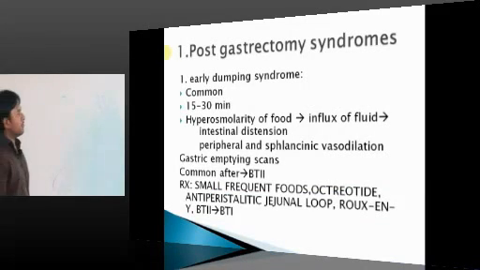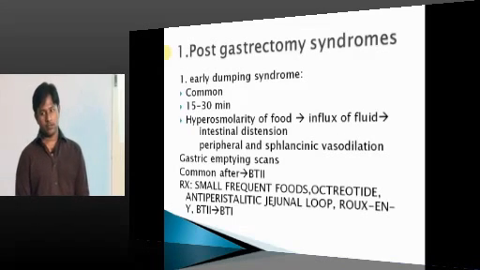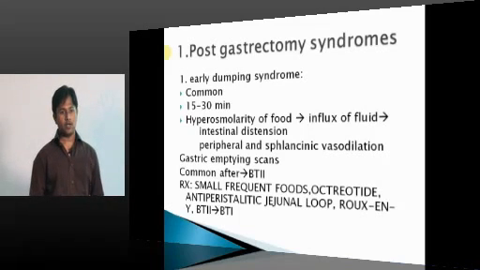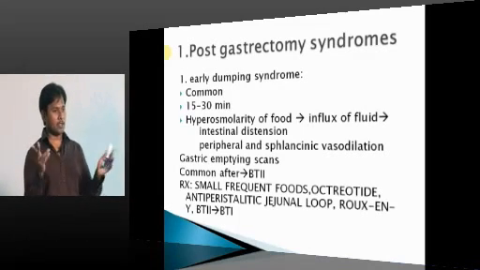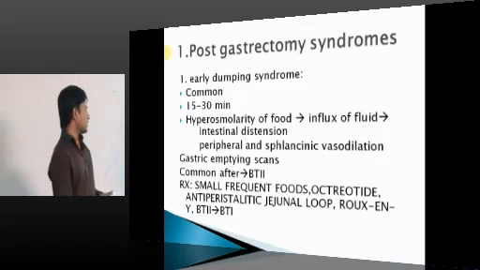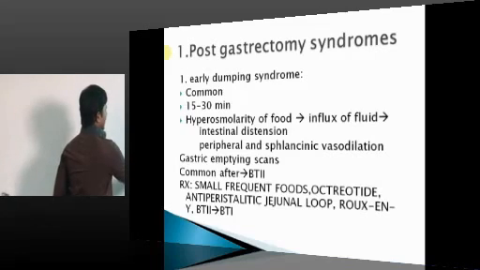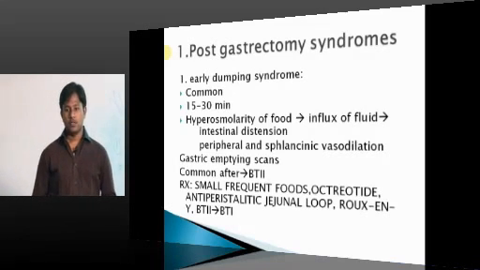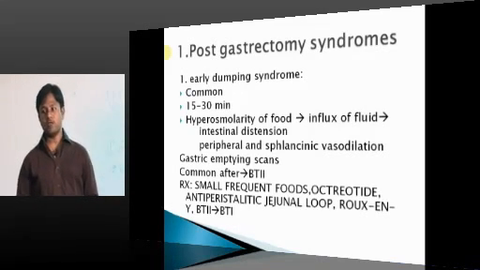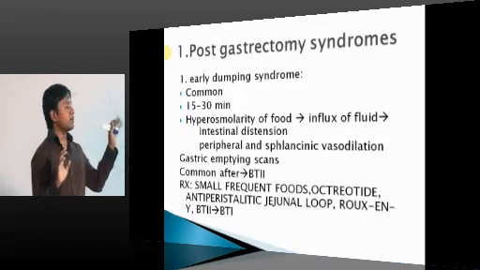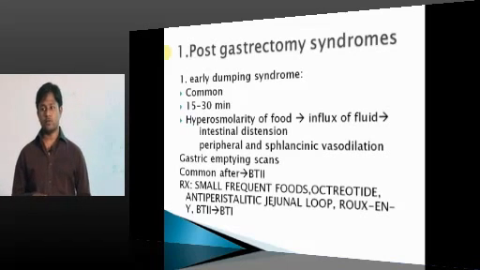Now, let us start with post-gastrectomy syndromes. That is Billroth type 1 or Billroth type 2, where we resect and anastomose. We have two types of post-gastrectomy syndromes: one is early dumping syndrome, the second is late dumping syndrome. Dumping syndromes are very, very important for PGI. Please try to remember one point regarding early dumping syndrome and one point regarding late dumping syndrome.